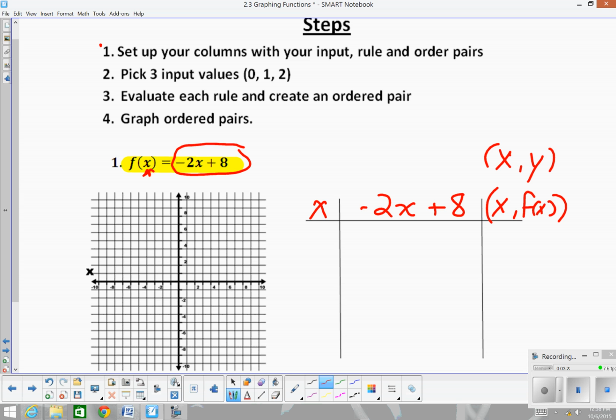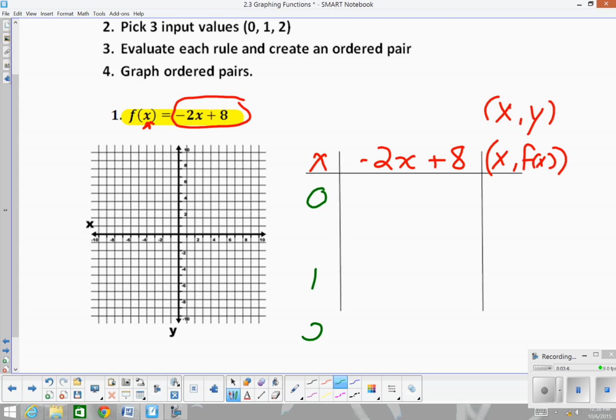So good. Now I'm going to pick 3 values. I'm going to pick 0, 1, and 2 for now. Sometimes it might be a little bit different, but for this activity, we're going to use 0. Now skip some space. You can go 1, skip some space, and you're going to go 2. If you need some room, you could erase and move your inputs down a little bit.